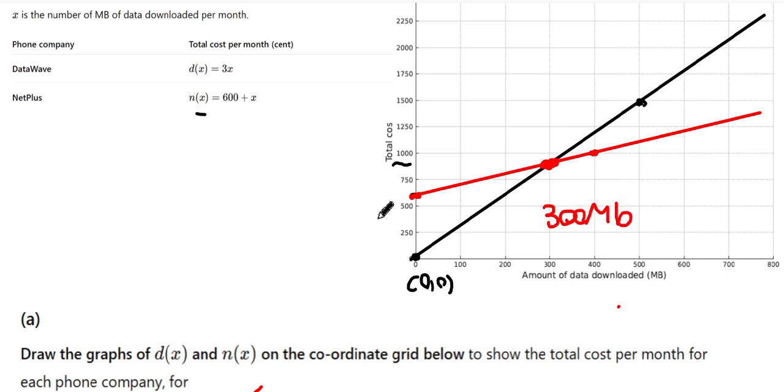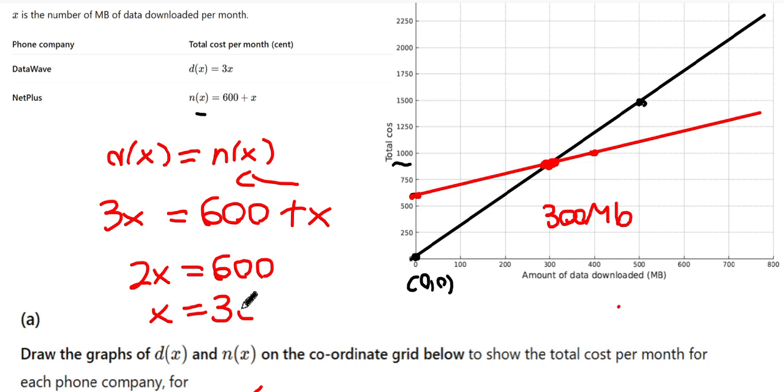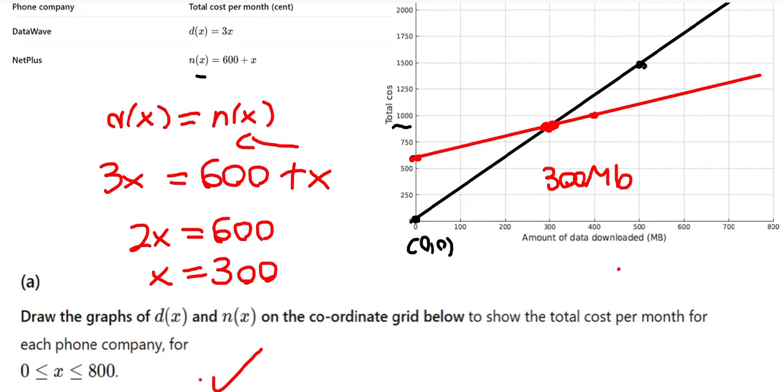Now, what you could do is put d(x) equal to n(x). The cost of d(x) equals the cost of n(x), and you put the two expressions equal to each other algebraically. You can move it over to one side and you get 2x equals 600, and then x equals 300, which is the same answer as what we got from our graph.